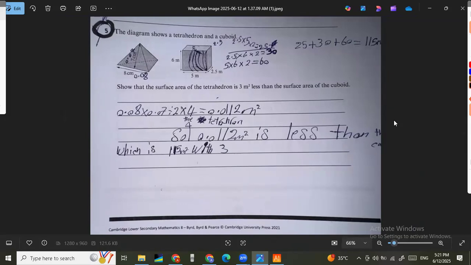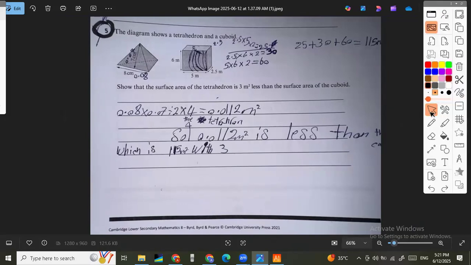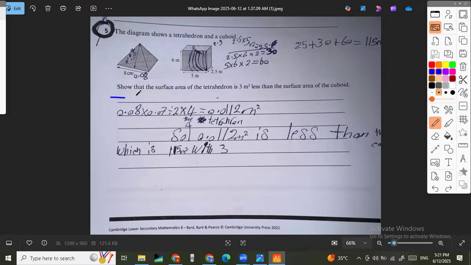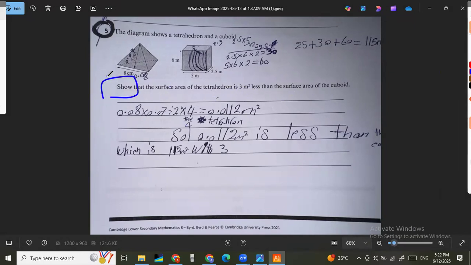Okay, here, the question says to find the surface area of the tetrahedron, and that the surface area of the tetrahedron is actually 3 meters squared less than the surface area of the cuboid. Show this, prove it. Okay, first we need to do what? Find the surface area of the tetrahedron, and we need also to find what? The surface area of the cuboid.